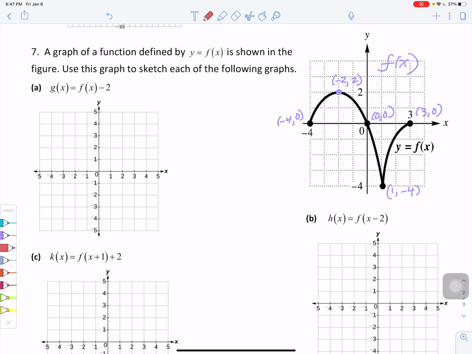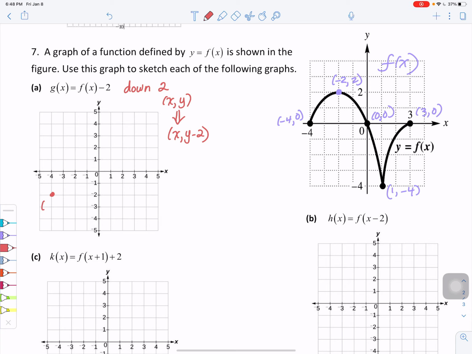And g of x is f of x minus 2. So we will be shifting the graph down 2. We will also take 2 away from every y value. So we have x, y transformed to x, y minus 2. So let's go ahead and start with the point negative 4, 0. Now if we take 2 away from that y value, we have negative 4, negative 2.